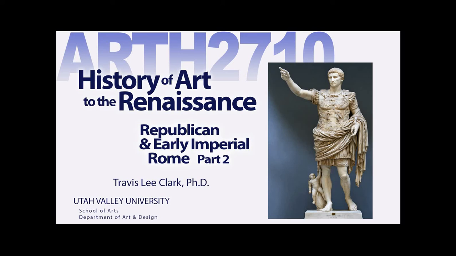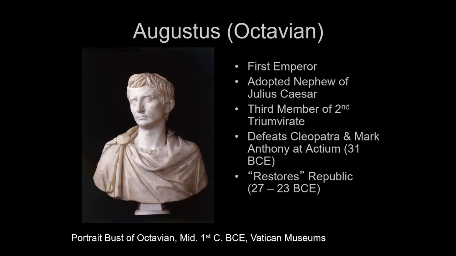Welcome back. So this is part 2 of Republican and early Imperial Rome. We mentioned before that we break art history in Rome between the Republican period, when you have this kind of representative government, and the Imperial period, where you're ruled by the emperor. Well, the Imperial period begins with this person, who we usually call Augustus, but starts out his life as Octavian. And he's one of the most complex and fascinating characters in history.